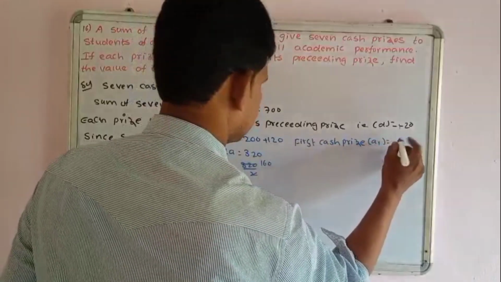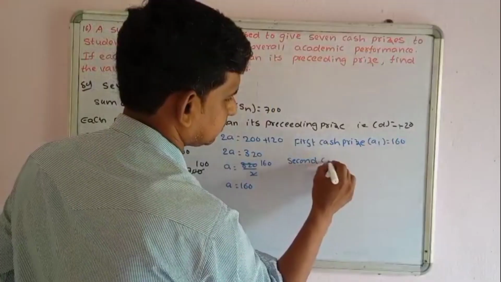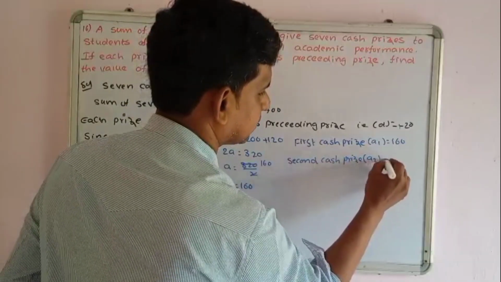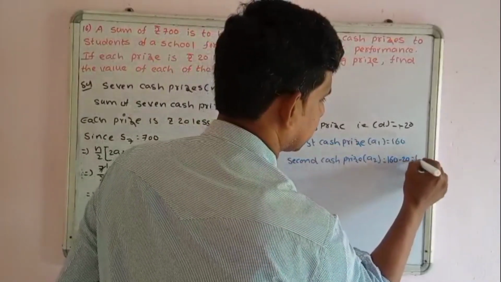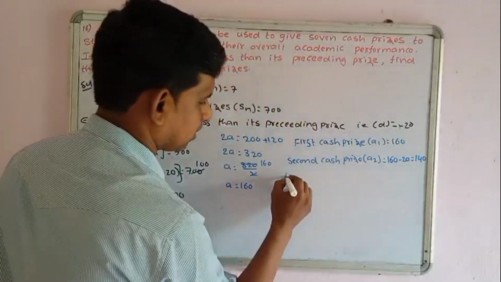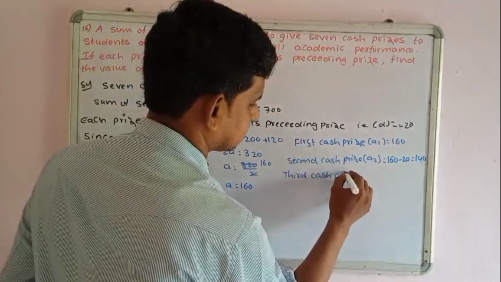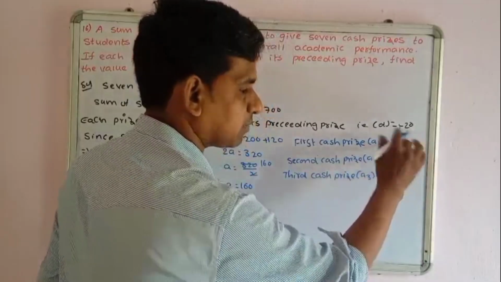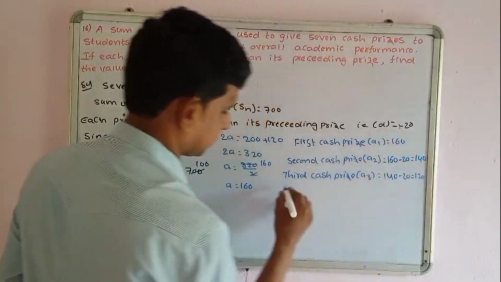A1 equals 160. Second cash prize: A2 equals 20 less than the preceding, so 160 minus 20, that is 140 rupees. Third cash prize: A3 equals 20 less than the preceding, that means 140 minus 20, that is 120.